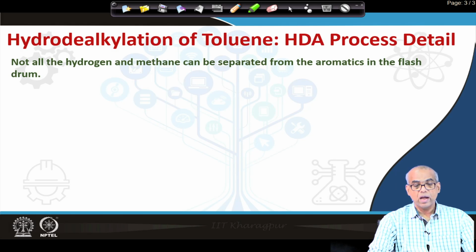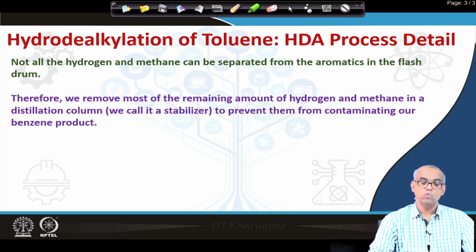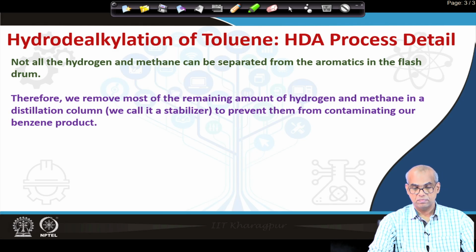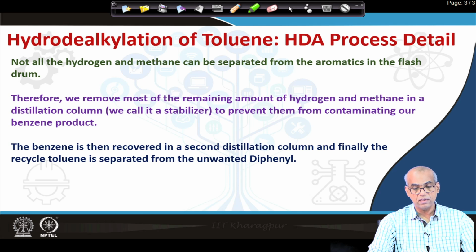Hence, a purge stream is required to remove both the feed and the product methane from the process. Not all the hydrogen and methane can be separated from the aromatics in the flash drum, because it is never a 100% split. Therefore, we remove most of the remaining amount of hydrogen and methane in a distillation column. We will call it a stabilizer to prevent them from contaminating our desired product, that is benzene. The benzene is then recovered in a second distillation column, and finally, recycled toluene is separated from the unwanted diphenyl.